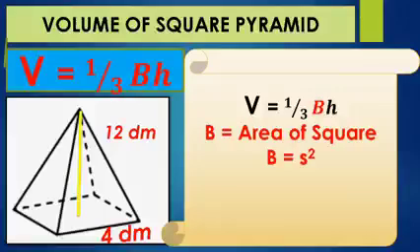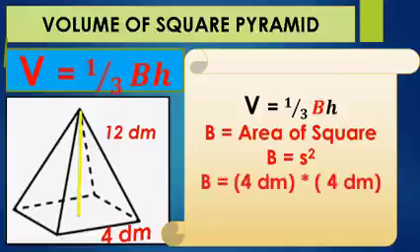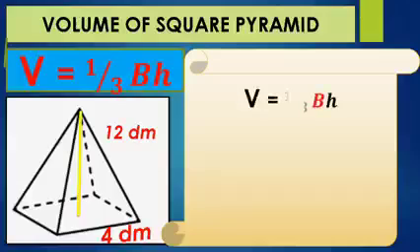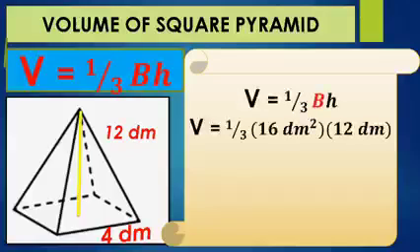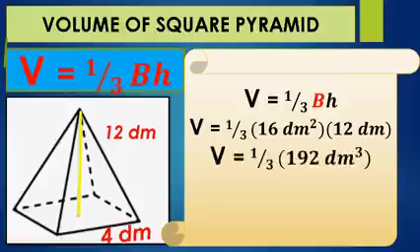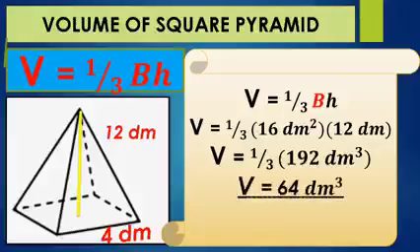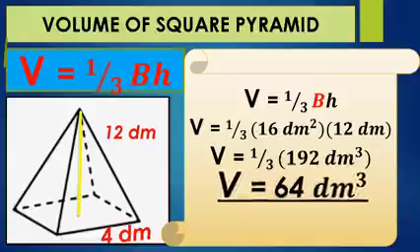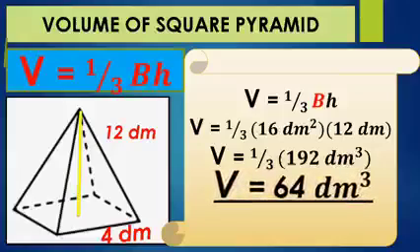So in our base, our side is 4 decimeters. So that means base is equal to 4 times 4. And the product is 16 square decimeters. The value of our B is 16 dm squared. We can now substitute to our volume. So B again is equal to 16 dm squared, and our H is equal to 12 decimeters. That is our height. Multiply 16 and 12, we get 192. Then multiply 192 by 1/3, the answer is 64. Thus, the volume of square pyramid is equal to 64 cubic decimeters.